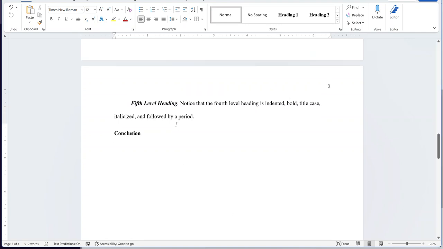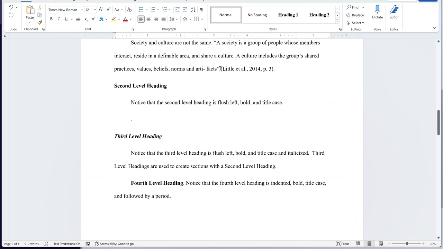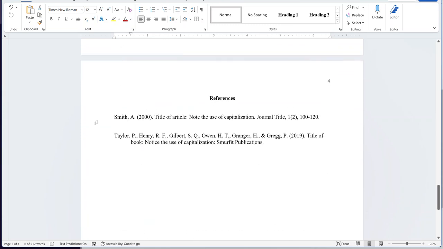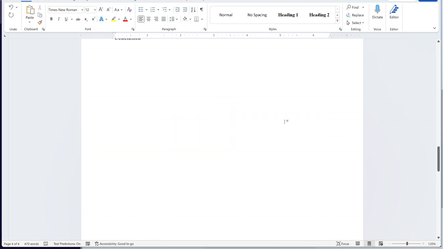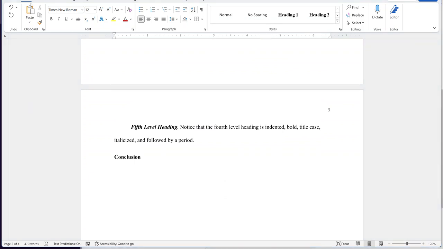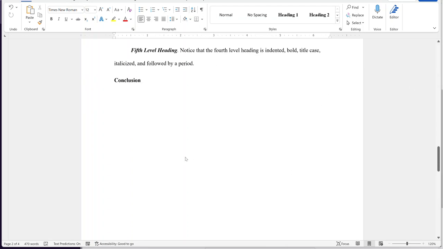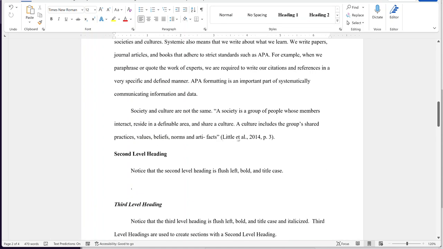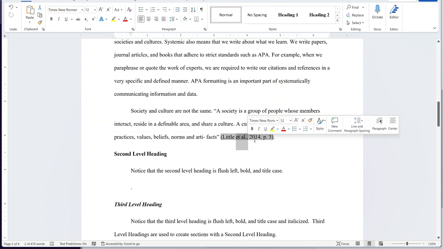And make sure that throughout your paper you are using I'm going to get rid of these. These were just examples down here. I'm going to get rid of these. And then I'm going to go back here and note. Oh, I can't. Well, anyway, make sure that your in-text citations are correct. Notice the use of et al. If you don't know what that means, you need to. Little et al., period, comma, date, and page, because this is a quote.